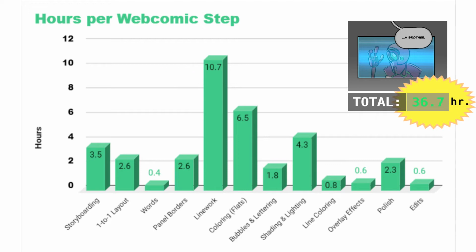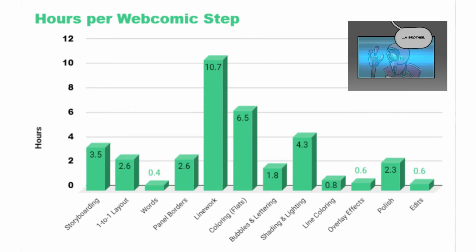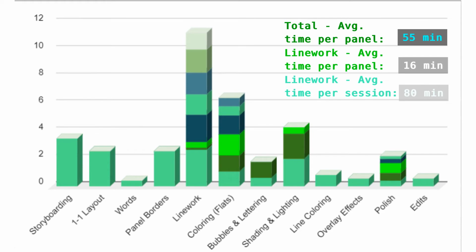Also, I've seen some artists use asset sheets to speed it all up, but here's a Webtoon creator video where they discuss that. And here's the same graph as before, but now you can see the individual sessions per step in each column.